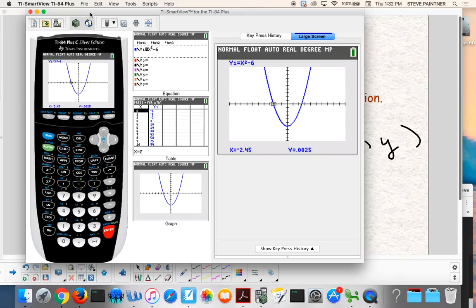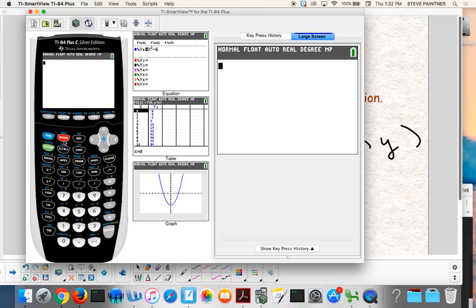So here's what you do. You hit second, and then right next to that is mode, but that really means second quit. It doesn't mean mode, it means second quit. And quit gets you back to the home screen. Once you get this blank screen, if you have something on there, like a bunch of 8s, hit clear, get rid of it, okay? Now, what we want to do is put the equation in. How do you put equations in? Y equals, right here.